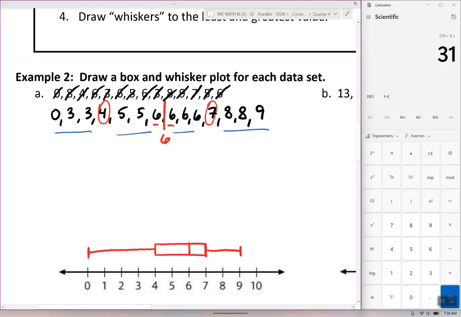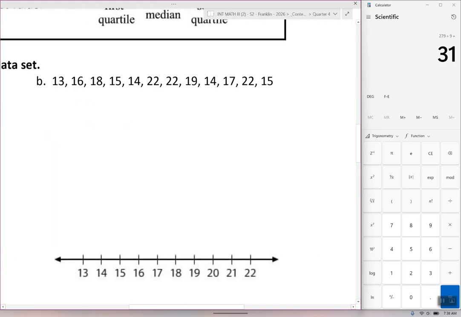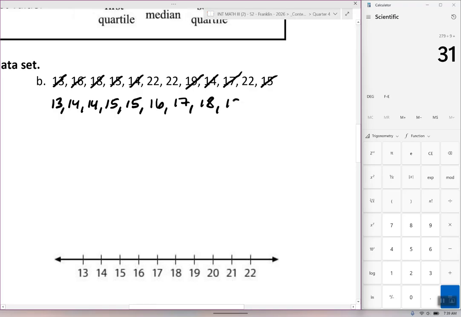Okay, let's go to the next one. Another set of numbers here. Let's put these in order. I believe they start with that 13. Then we'll go 2 14s. We have 1, 2 15s, a 16, a 17, 1 18, 19, and then 3 22s.